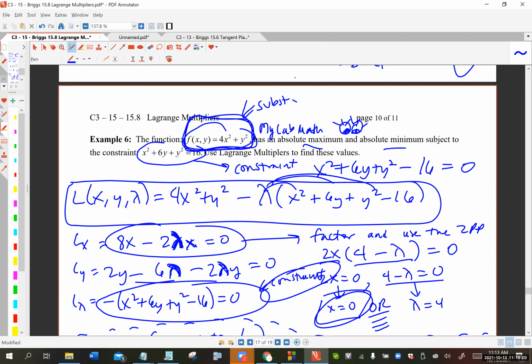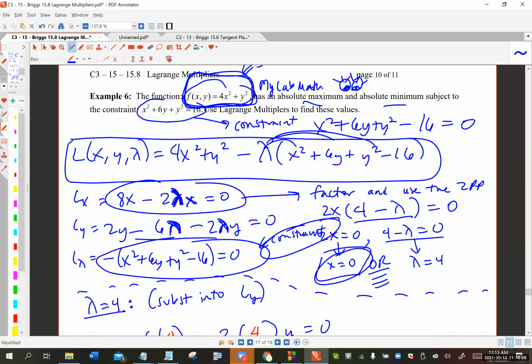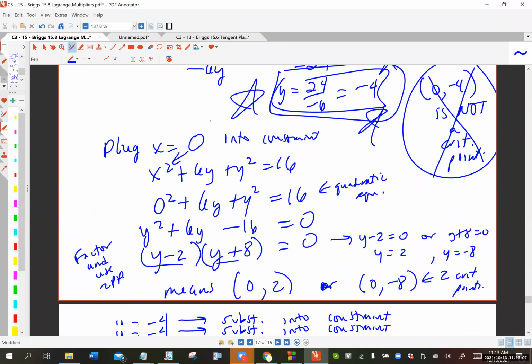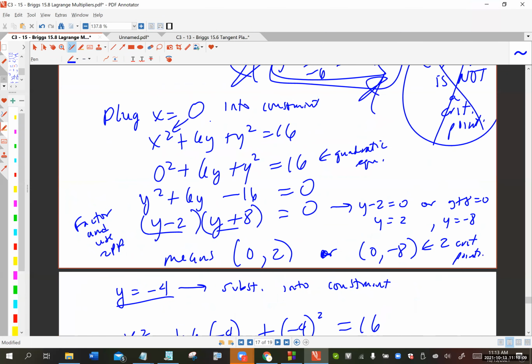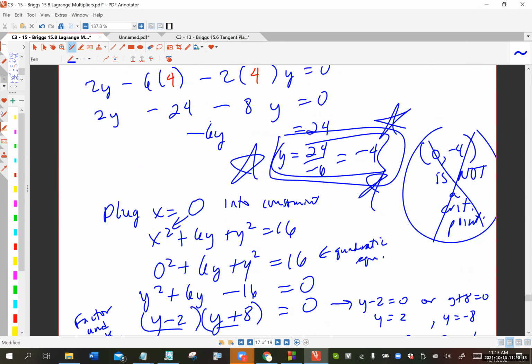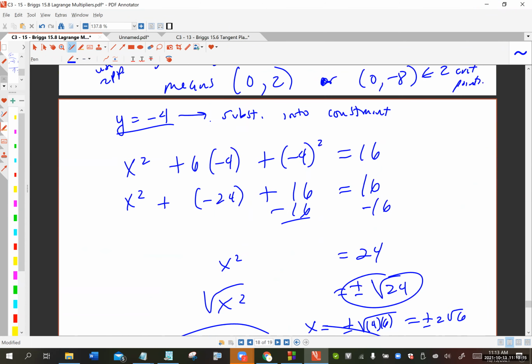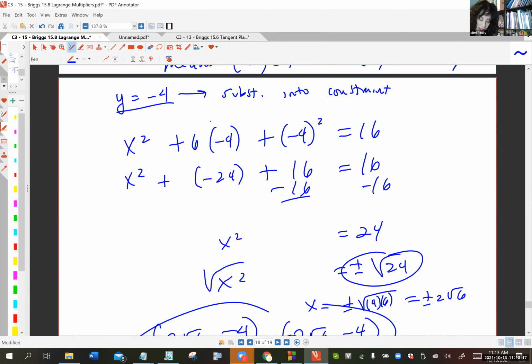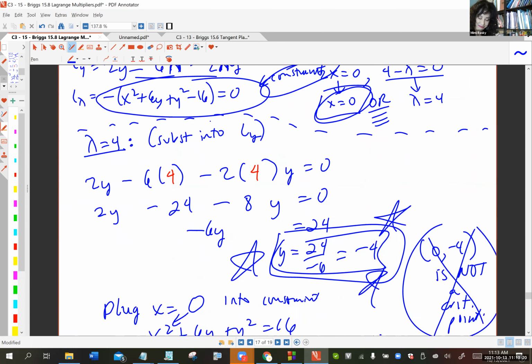So it'd be okay if I write small notes, like saying if lambda equals 4, y equals negative 4, or if y equals negative 4, x equals plus or minus square root of 24, and so on, right? That'd be all right to do, right? I want you to do everything that I've done here.